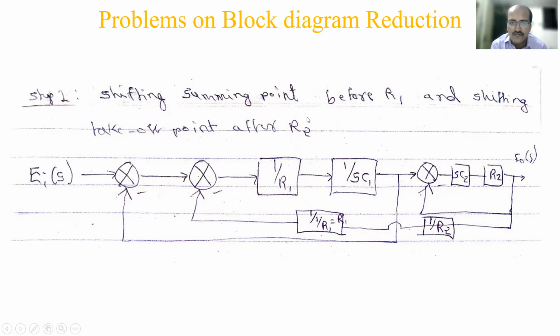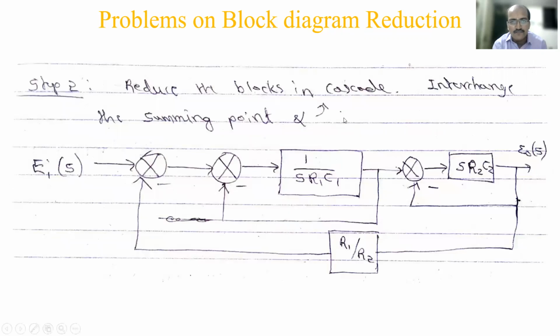You have to go from the first step only, right? There are series blocks here, so these two are in series. Then in feedback these two are in series, and these two are in series. I will do it first, so then if the blocks are reduced it is easy to understand. So reduce the blocks in cascade and interchange the summing point. Already done it here.